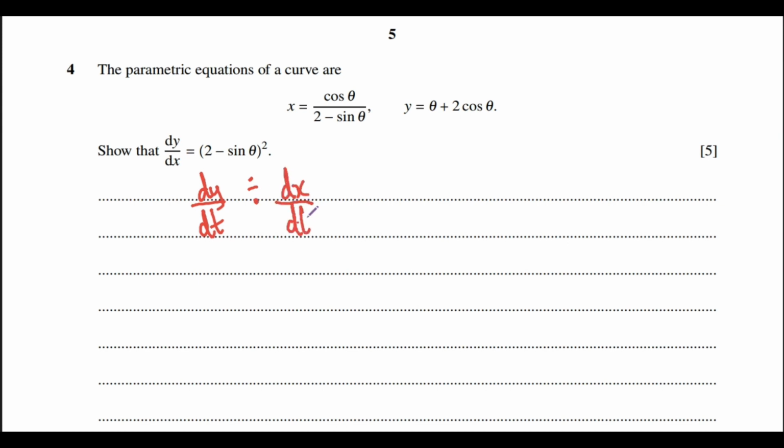So we just have to take derivatives. Instead of t, we're doing theta, so it's the exact same thing. So let's do dy by d theta. Well, that's just 1 minus 2 sine theta. Right? That's just the derivative of theta plus 2 cos theta. Derivative of theta is 1. The derivative of 2 cosine theta is minus 2 times sine theta. So we have dy by d theta. That was simple. Let's find dx by d theta.